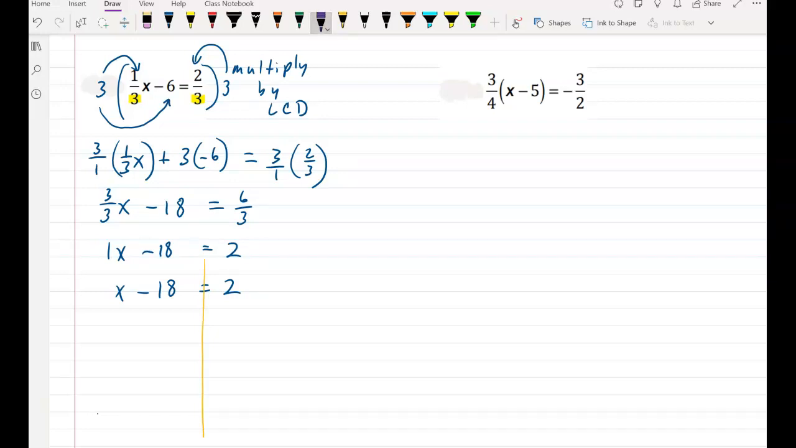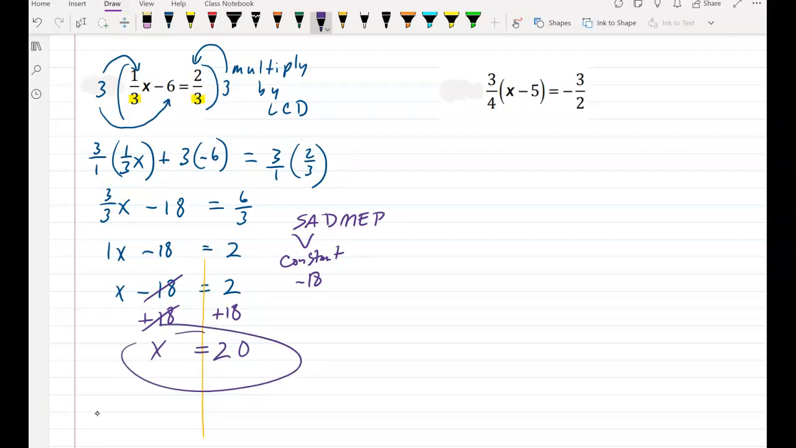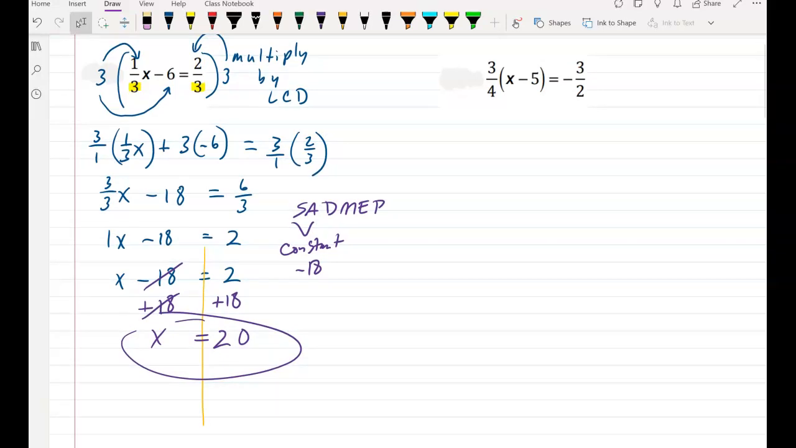So I'm going to use SADMAP, right? I'm going to undo the adding or subtracting of any constant. And so I see negative 18 is my constant, so I'm going to add 18 to both sides, and x equals 2 plus 18 is 20. And we're done, right? We found it. X is 20. So now, if we want, we can check our equation by putting that 20 back into the original equation where x was.